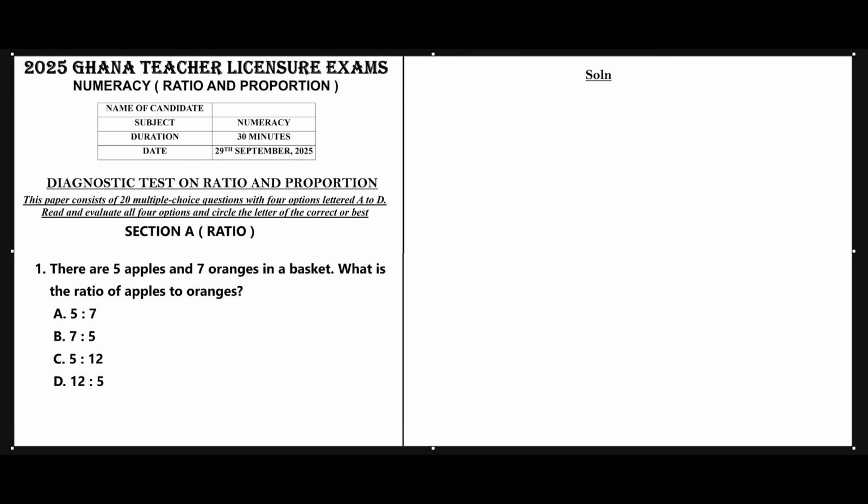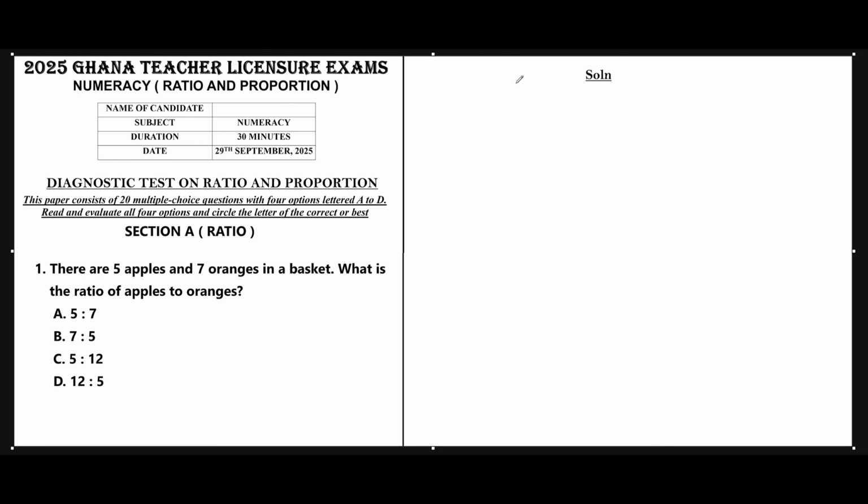Ghana Teacher Licensure Exams 2025 Numeracy. We are looking at ratio and proportion. So in this particular test, we have 20 multiple choice questions that has further been broken down into 4 different sections. So the first section, that is section A, covers ratio.